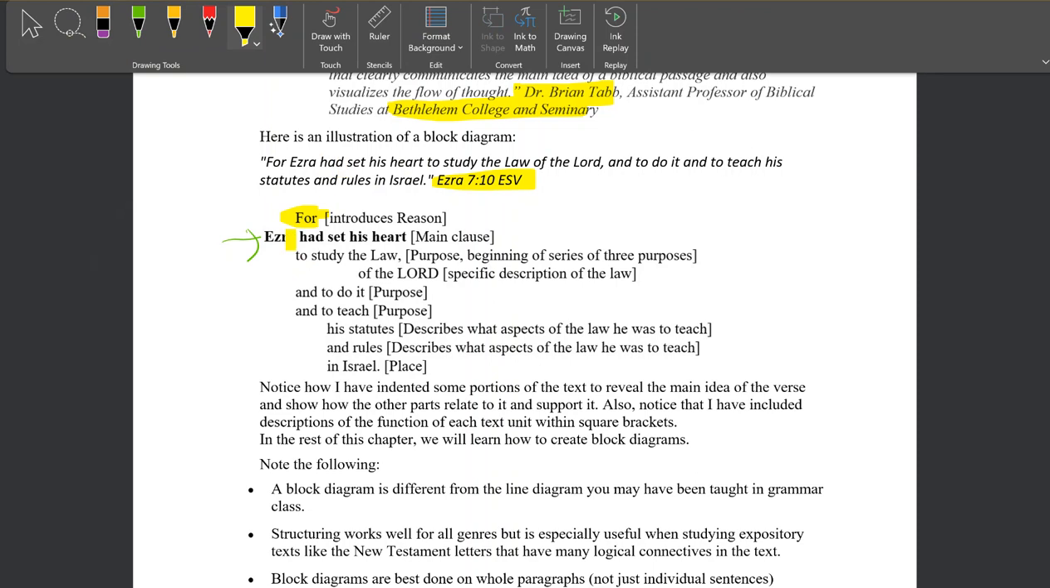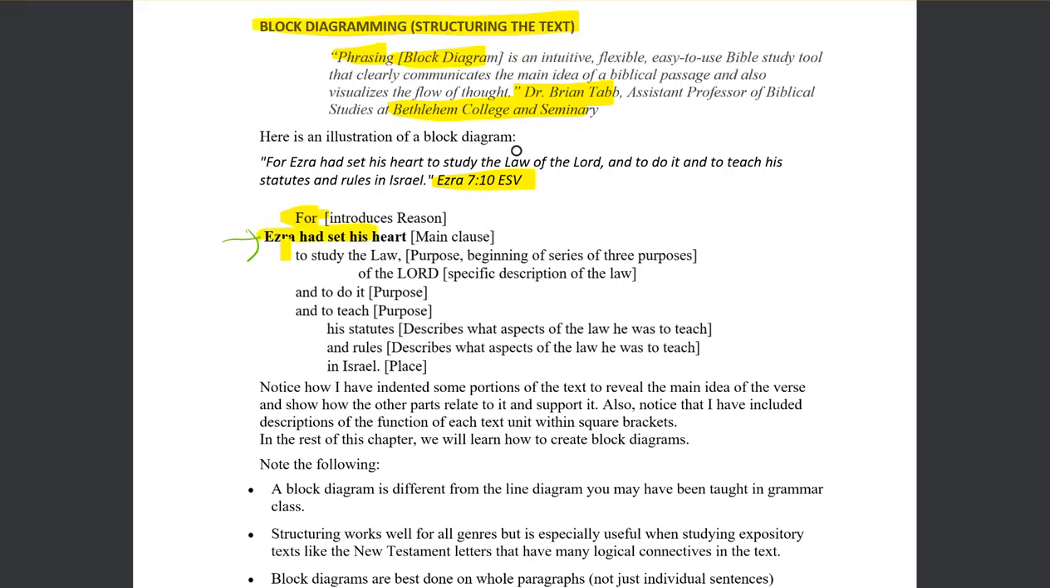The next thing. So for Ezra set his heart to study the law. What law? The law of the Lord. So "of the Lord" describes the law, and to do it and to teach. Teach what? To teach his statutes and his rules. To teach where? In Israel. This is a basic look at how one structures the text.